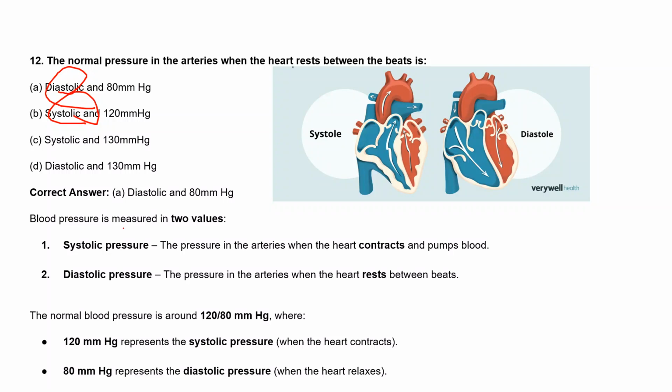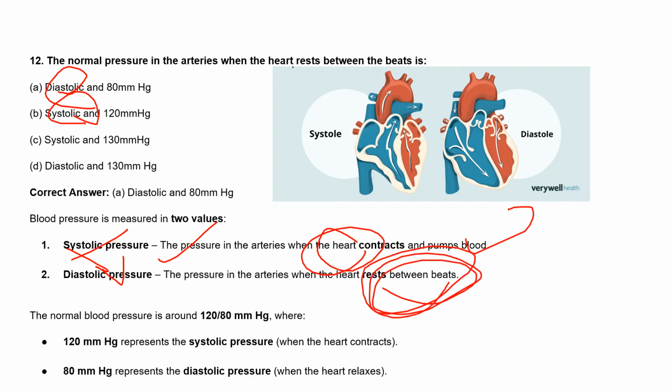So we know that the blood pressure is measured in two values. One is systolic pressure, another one is diastolic pressure. The systolic pressure is the pressure in the arteries when the heart contracts and pumps the blood. We call it systolic pressure. And diastolic pressure is the pressure in the arteries when the heart rests between the beats. When the heart rests between the beats, we call it the diastolic pressure.